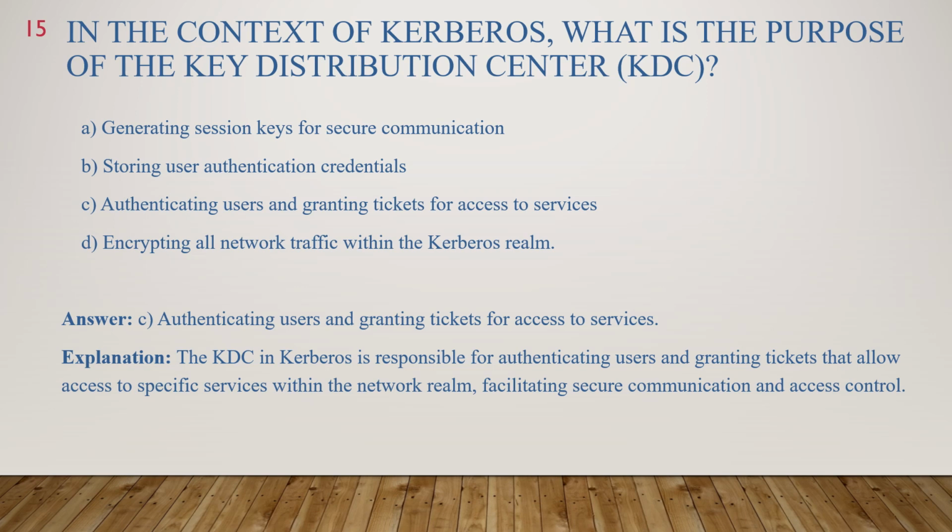The Key Distribution Center, KDC in Kerberos, is responsible for authenticating users and granting tickets for access to services within the network. It consists of two main components, the Authentication Server, AS, and the Ticket Granting Server, TGS. When a user attempts to access a service, the KDC verifies the user's identity and issues a ticket granting ticket, TGT, which can be used to request service tickets for specific services. This process helps to ensure secure authentication and authorization within the Kerberos realm.